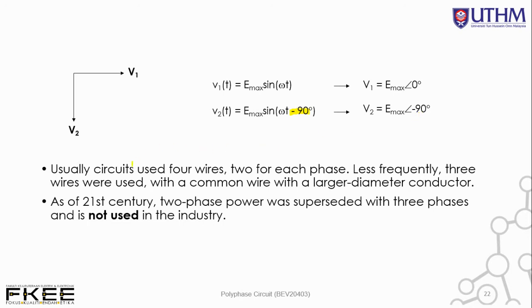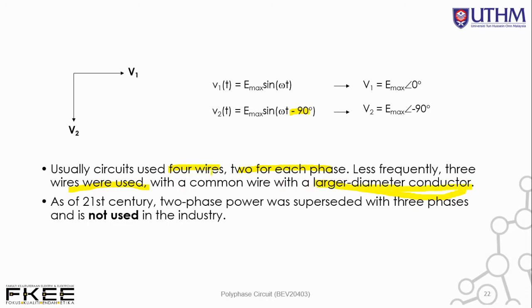So usually circuits use 4 wires, okay? 2 for each phase. Less frequently, 3 wires were used with a common wire with a larger diameter conductor. So this is how to simplify the 4 wires for 2 phase. Because we are talking about 2 phase, V1 and V2, but they still require a 4 wire system. All right, but less frequently, 3 wires were used with a common wire with a larger diameter conductor.